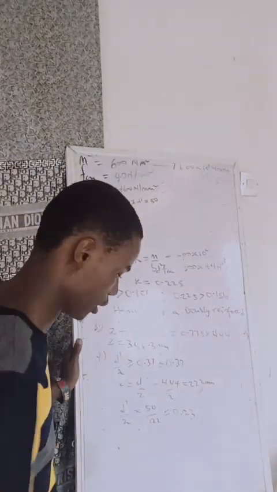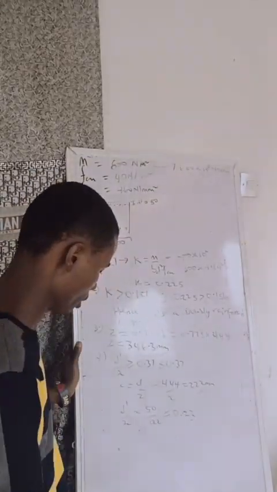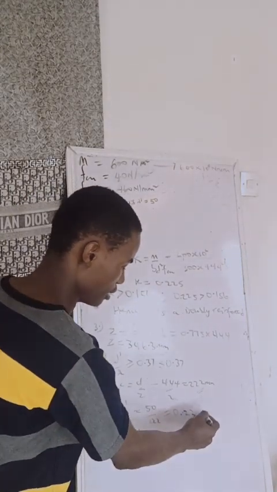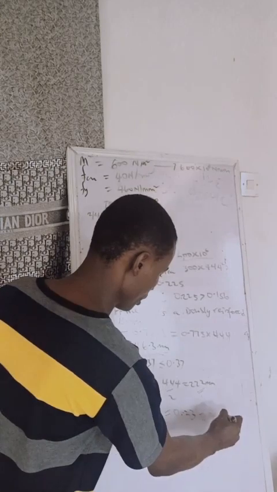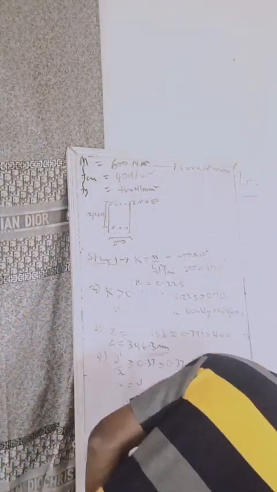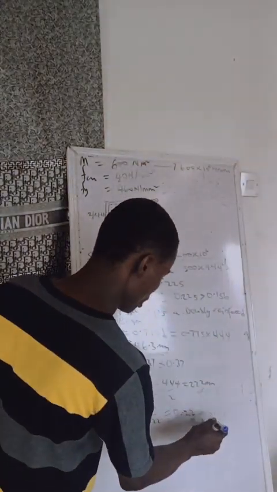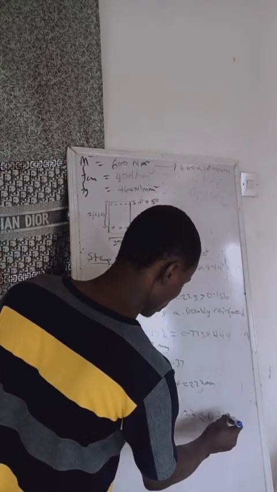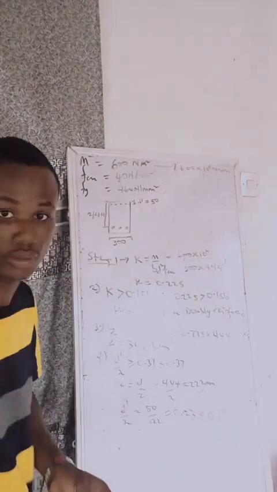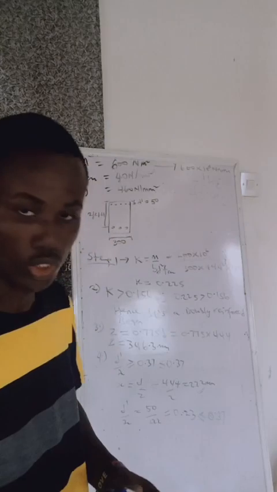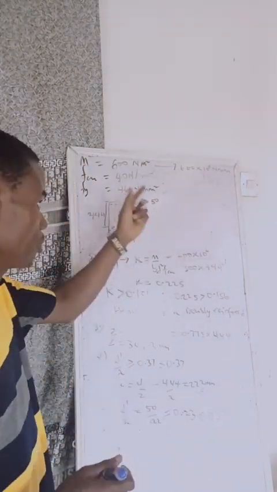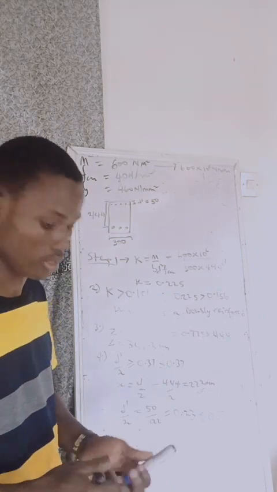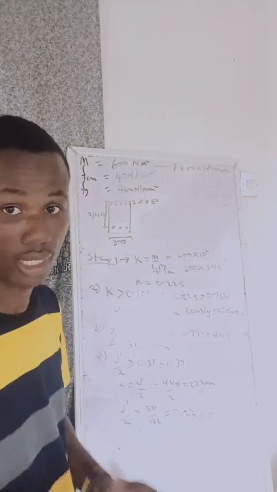50 over 222 should give us 0.23. So the next step, you see that 0.23 is less than or equal to 0.37. So we're going to be applying the first formula I gave to you. So I'm going to work this off and then I'm going to proceed with what I have for you. Is that clear?